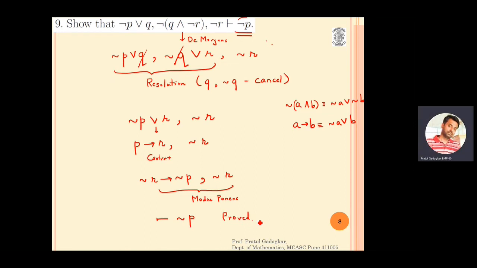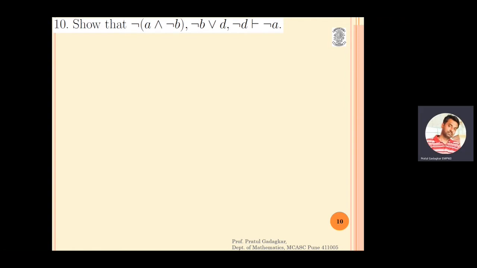Okay. If I move to the next one, I have to show that negation A and negation B, with negation B or D, with negation D, will give you negation A. Now, clearly I'm going to use De Morgan's law immediately because it's a bracket with an operator inside. So by De Morgan's law, what am I going to get? I'm going to get negation A or negation of negation B, which will be B. Then I have a negation B or D. And I have a negation D with me.